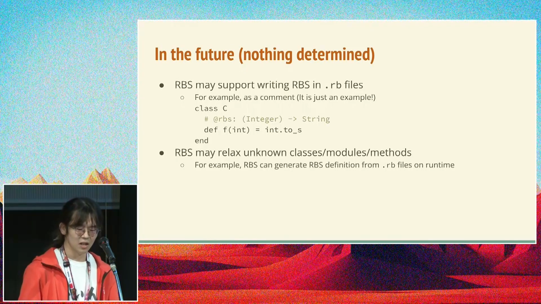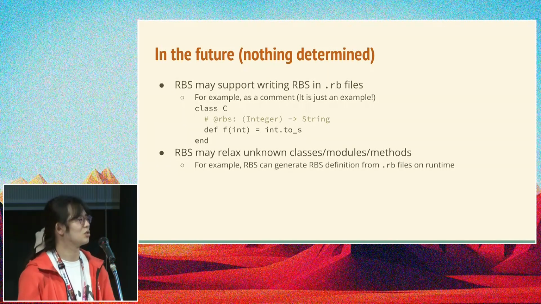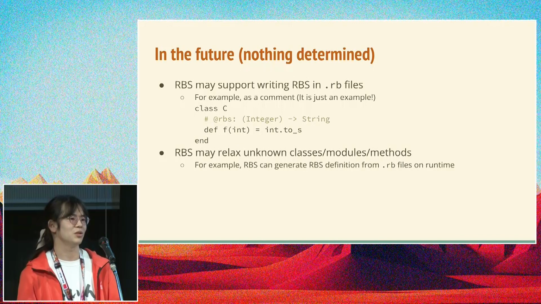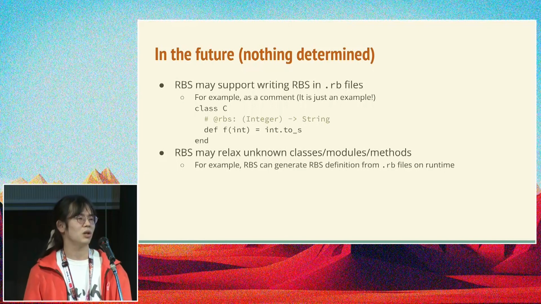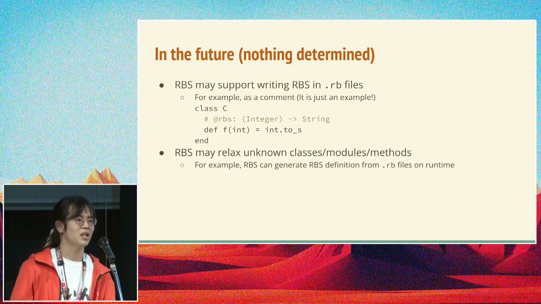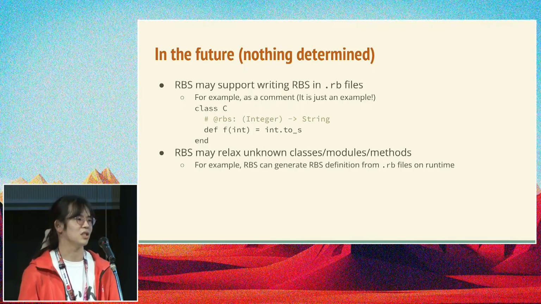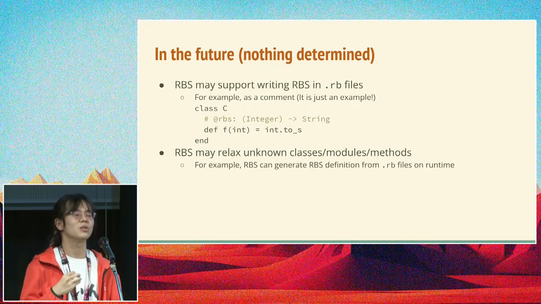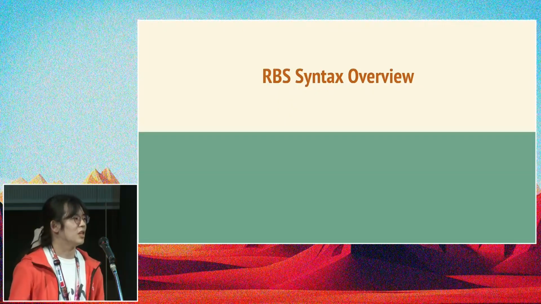And those are the areas which might change in the future. The first one is that RBS definitions may be written in RB files, and that has been suggested for some time. For instance, within comments, you might want to write definitions. And as I mentioned earlier, within Ruby, class definitions may exist, but they don't get reflected in RBS, and such restrictions should be relaxed according to the opinions of some users. Nothing has been decided, however, but in order to introduce RBS, those are some of the changes I'd like to see in the future.